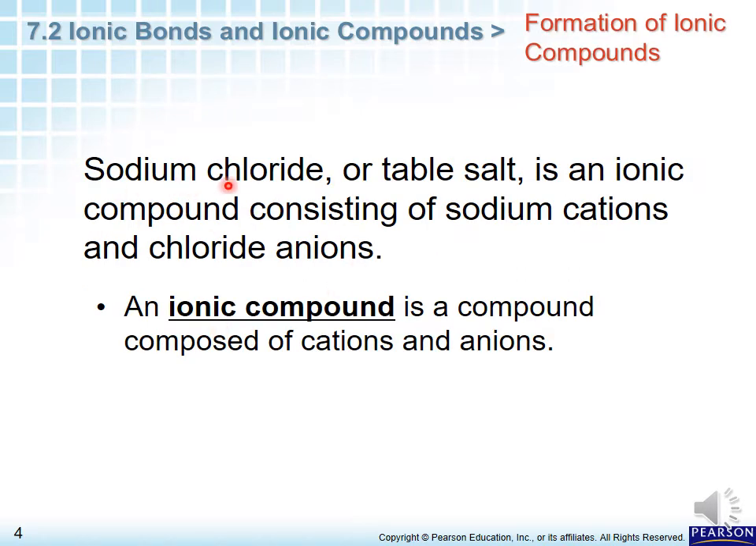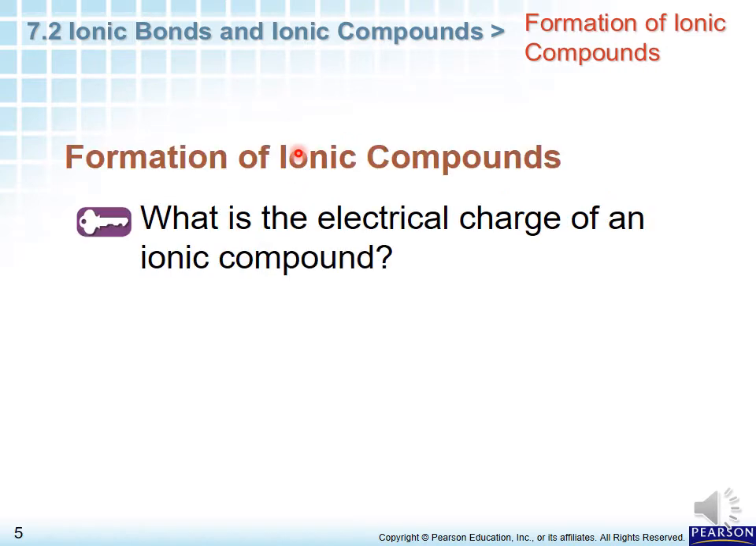Let us start. Sodium chloride, or table salt, is an ionic compound consisting of the sodium cation and chloride anion. Before I start, we have to explain what an ionic compound is. An ionic compound is a compound composed of cation and anion. Simple thing, a compound which has cation and anion combined together is called an ionic compound. That's it, the simplest definition. So in sodium chloride, the cation, which is sodium, and the anion, which is chloride, combine together to make sodium chloride. So sodium chloride is an ionic compound.